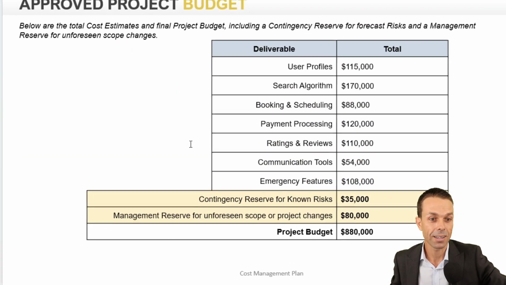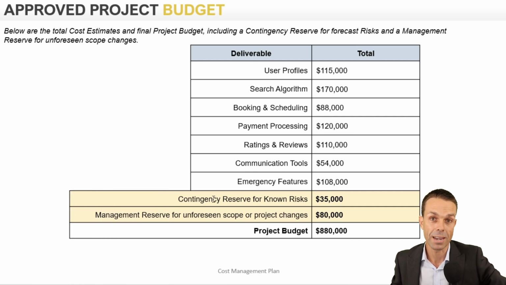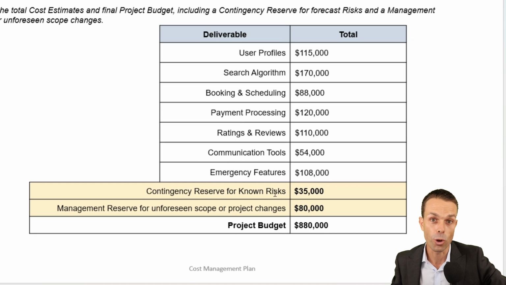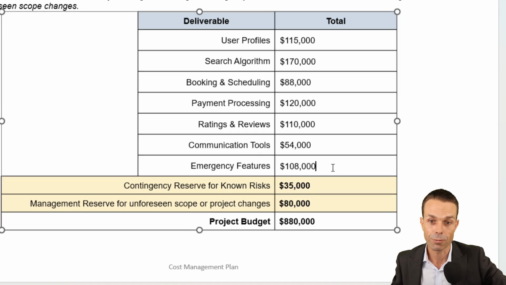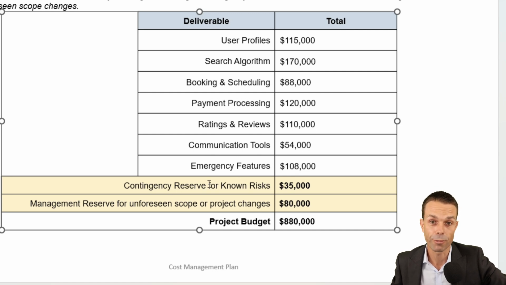Now, the last thing is, two things. Our approved project budget will include contingency reserves and management reserves. Now, in the real world, you may not have the benefit of these. Sometimes projects just don't include them, but what we're going to use here is contingency reserves for any known risks. We've got our estimates for the main features, and on our project, we've got a contingency reserve for any known risks, which we're going to add for $35,000. We've also got a management reserve for any unforeseen scope or project changes that will be approved that we need to do, and that's $80,000.